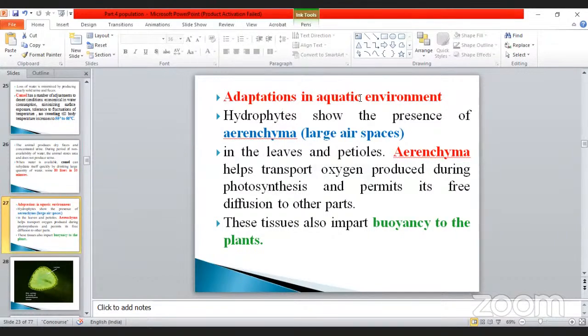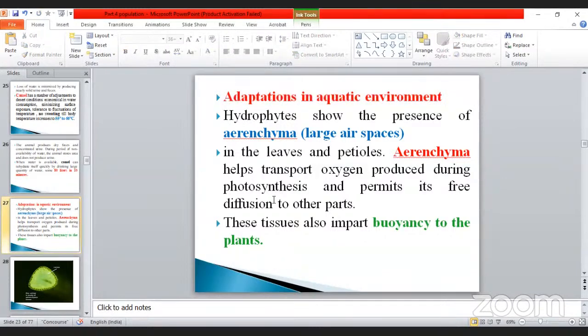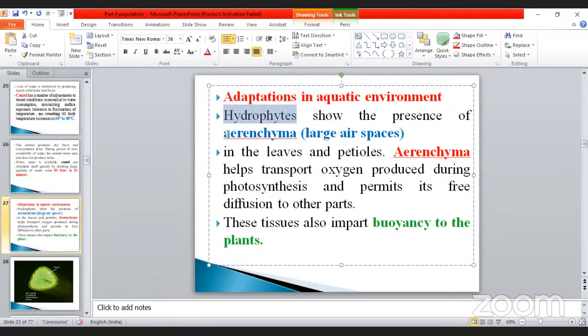So here, the adaptation in the aquatic environment. There are so many animals living together, isn't it? Plants as well as animals. They are all collectively called aquatic. Those which depend upon water or live under the water are collectively called aquatic, and that environment is called the aquatic environment, isn't it, my dear? So the plants are also called hydrophytes. The plant is known as a hydrophyte because it lives only in water, in a large area of water.